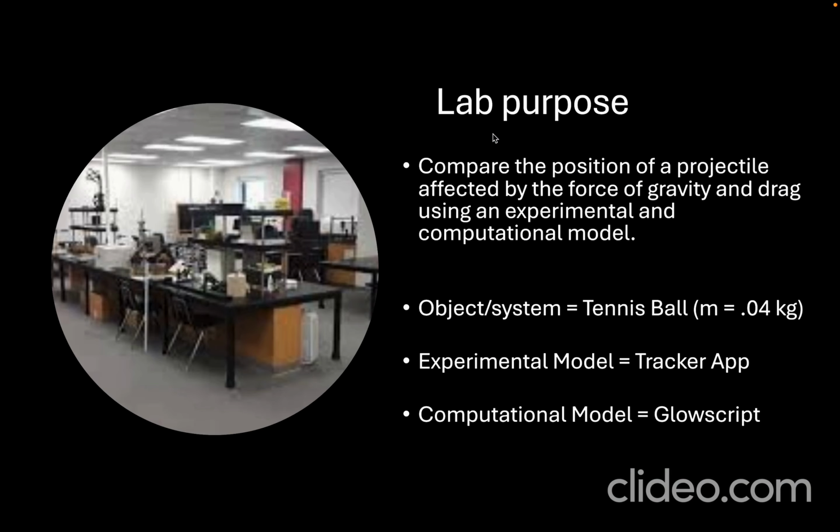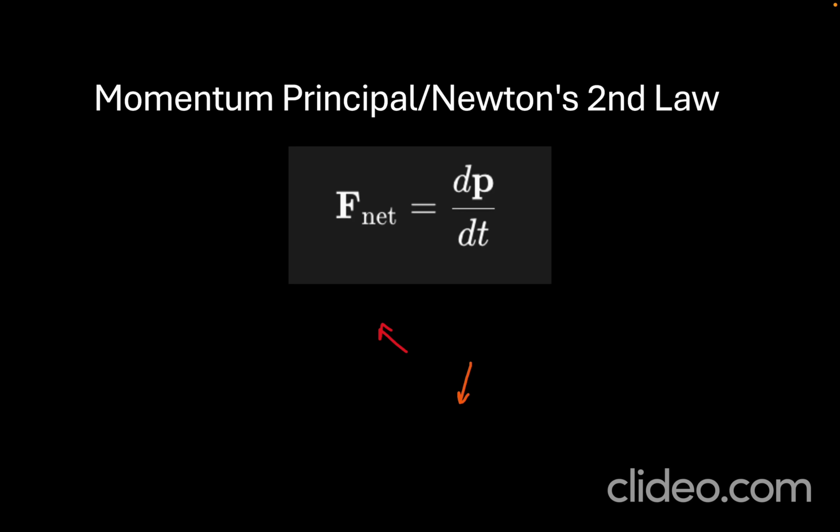Lab 2 report. The purpose of this lab is to compare the position of a projectile affected by the forces of gravity and drag using an experimental and computational model. My object was a tennis ball, the experimental model was a Tracker app, and the computational model was GlowScript.